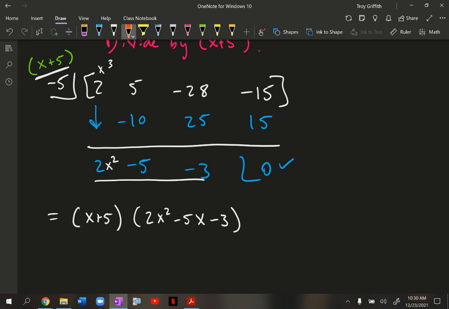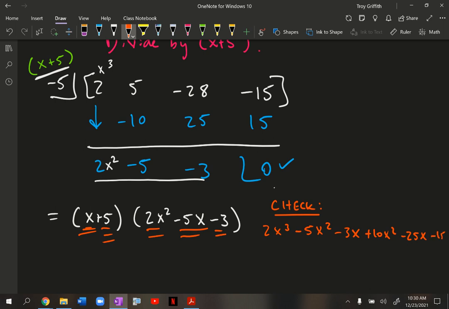Okay, and just to check off to the side, you don't have to do this, but I'm only going to do this once. Let's try this. X times 2x squared, that's 2x cubed. X times -5x, that's -5x squared. X times -3, that's -3x. 5 times 2x squared, that's a plus 10x squared. 5 times -5x is a minus 25x. And 5 times -3, that's a minus 15.